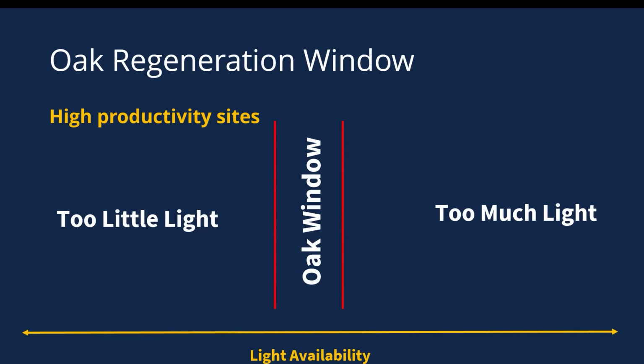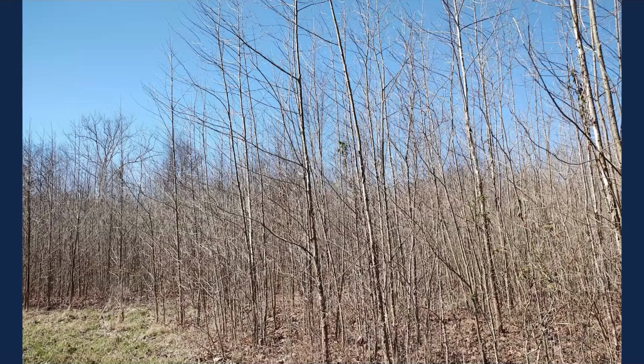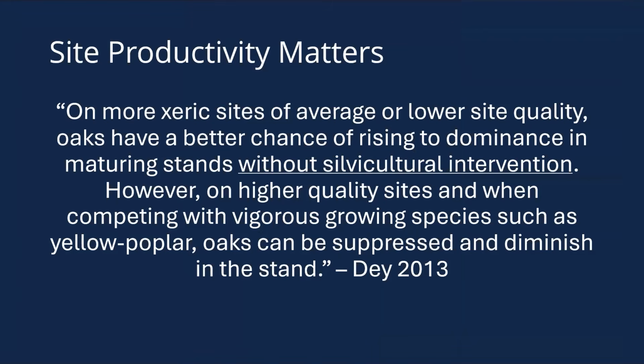And so again, in darker situations, too little light, you tend to get sugar maple and other species like you see here. In wide open conditions, you get these fast growing species, whether they're sycamore, tulip tree, some of these other things. And so when you're looking at promoting oak regeneration, site productivity really matters. So here's a quote from Day again.